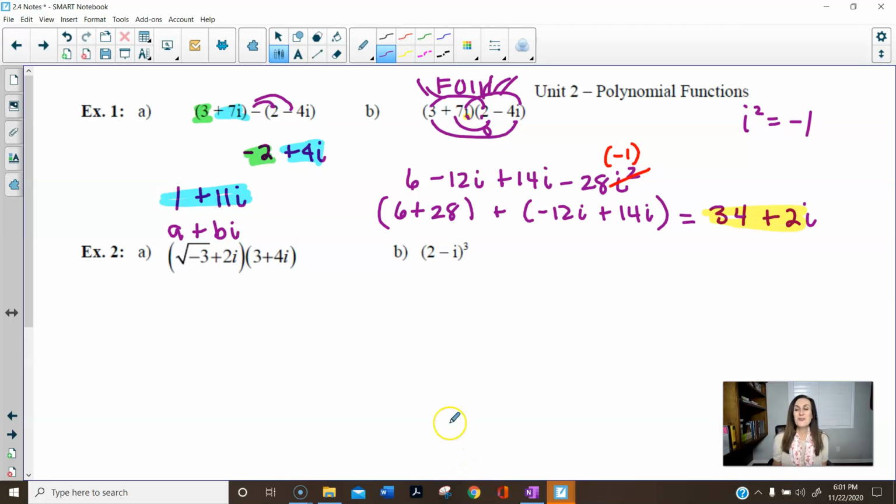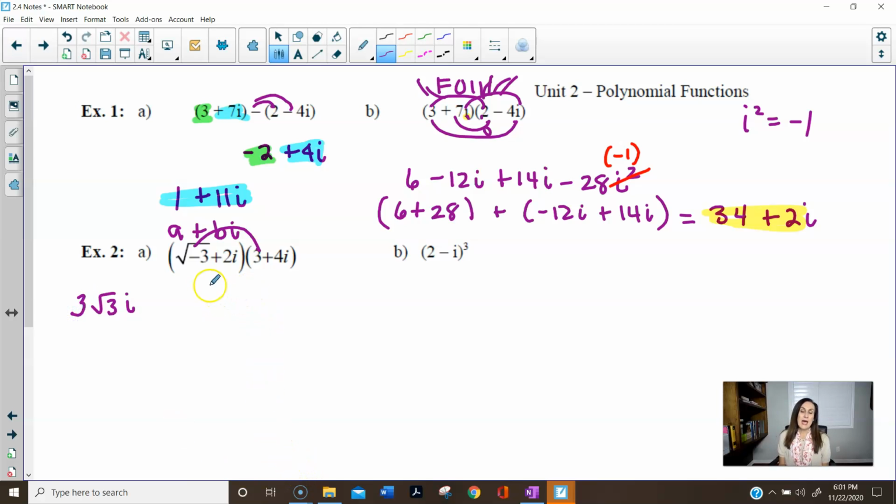All right, so FOIL, here we go. First times first. So that gives me the square root of -3, and we're going to just leave it. We're going to rewrite that as the square root of 3i. So that negative underneath comes out as I. And then I'm multiplying that by 3. So that's first times first.